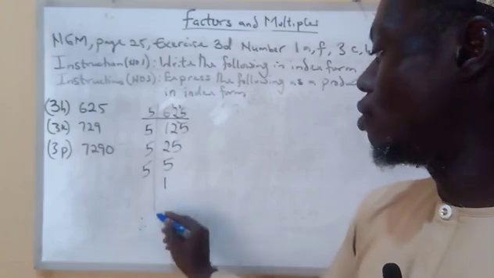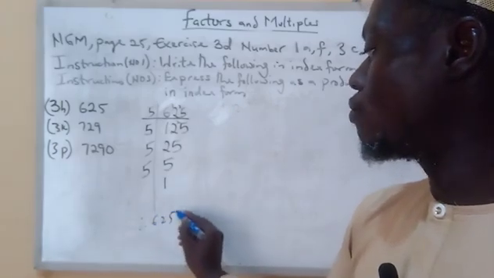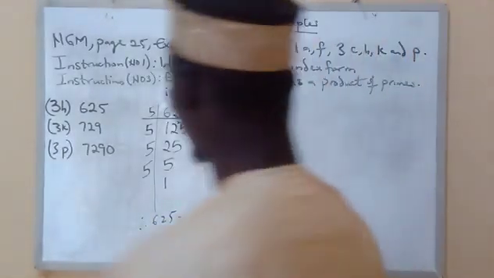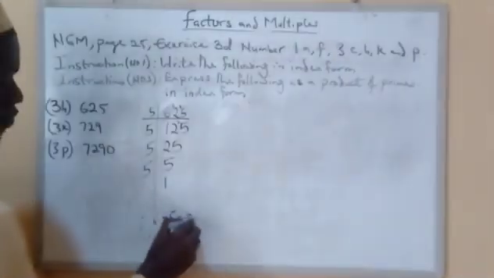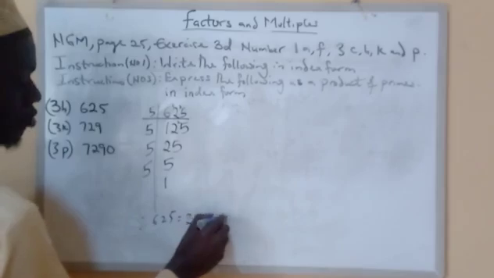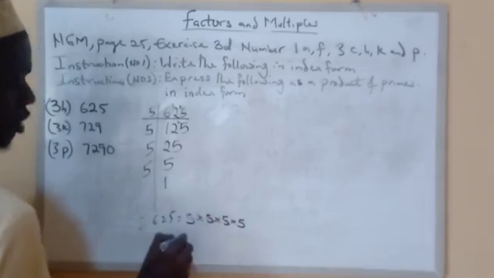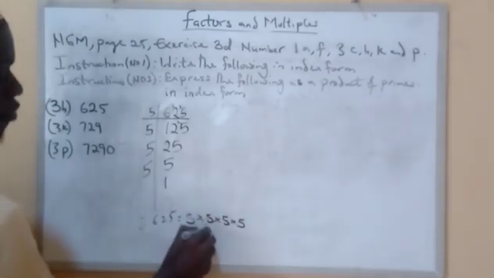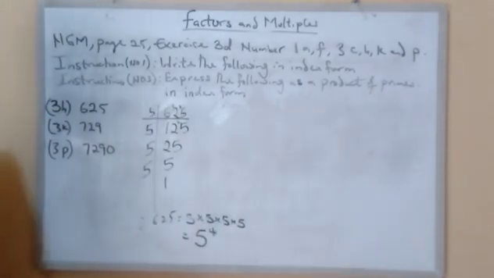Therefore, for 625, we have 5 times 5 times 5 times 5, which is equivalent to 5 to the power of what? 5 to the power of 4 in index form.